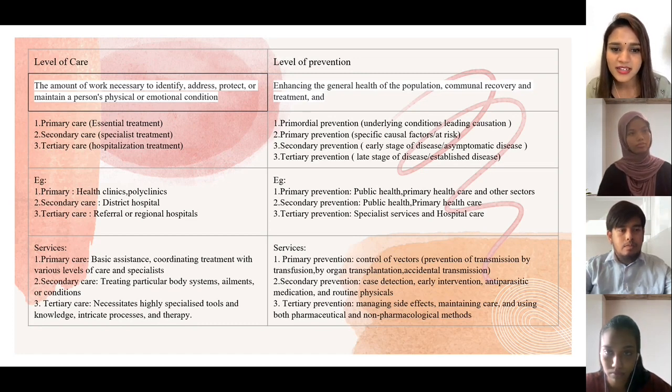For primary care, it's health clinic and polyclinic. For secondary care, it's district hospital. For tertiary care, it's referral or regional hospitals. Primary care is also known as essential treatment. Secondary care is also known as specialist treatment, and tertiary care is known as hospitalization treatment.